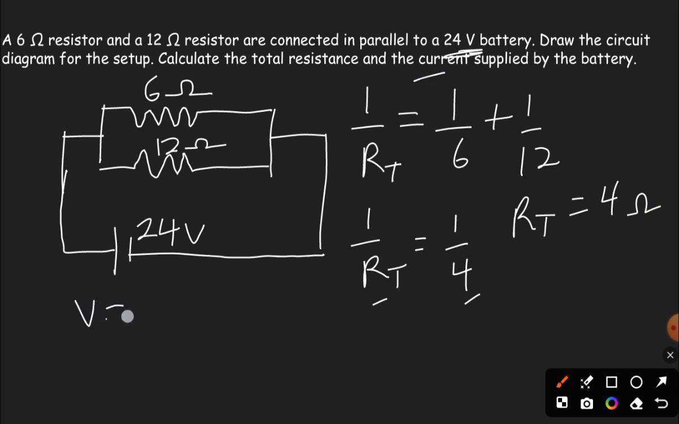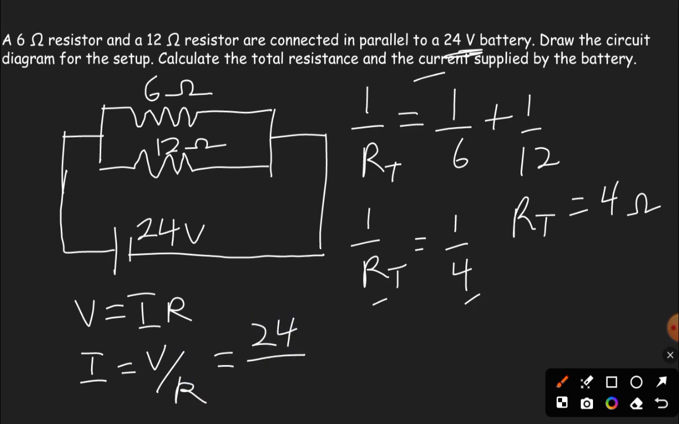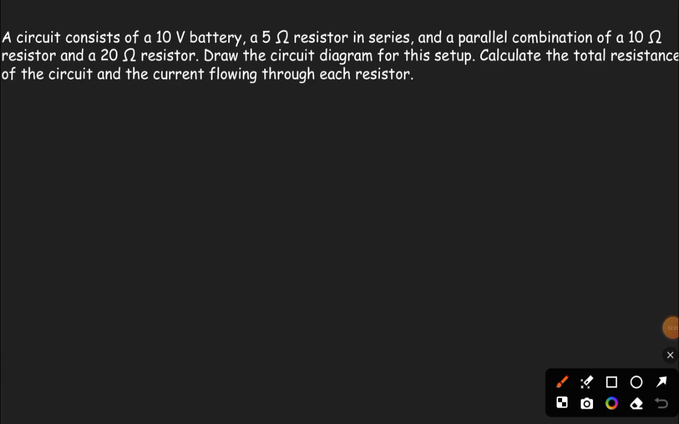So we are supposed to find the current supplied. So V equals IR. To make I the subject, you are going to have V on R. So the total voltage here is 24 over resistance is 4. 24 divided by 4. We are going to get 6. So 6 ampere. The next question.